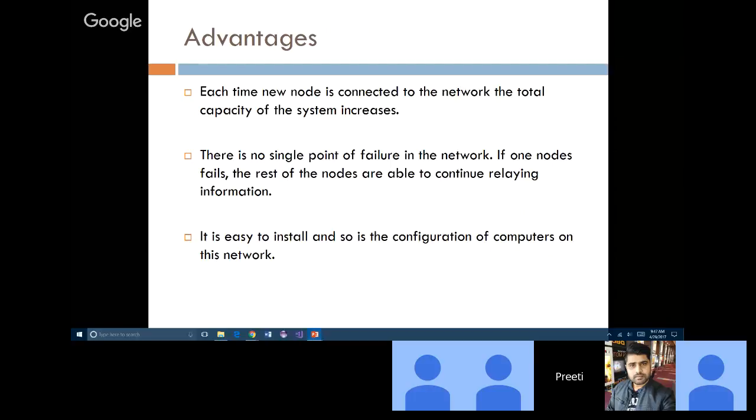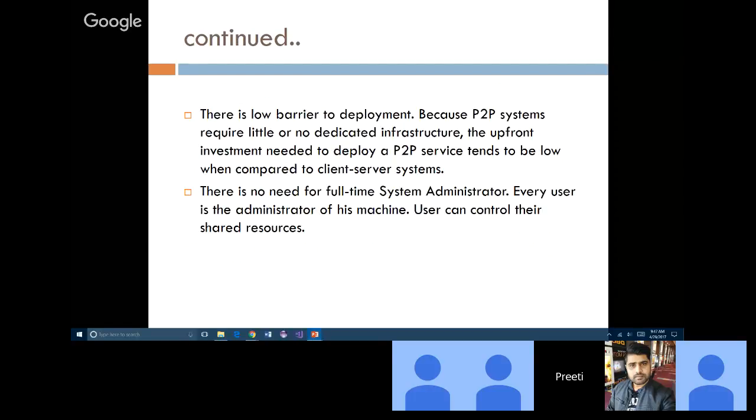And there is a low barrier of deployment in this P2P system. It doesn't require a lot of infrastructure. You don't need a lot of upfront investment or capital, and that is one of the advantages of that system. That's why a lot of companies also follow this kind of system. And you don't need a full-time system administrator. Every user is the administrator of his own machine, and users can control their shared resources.